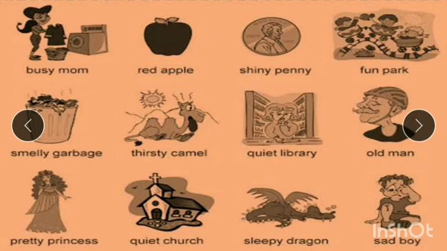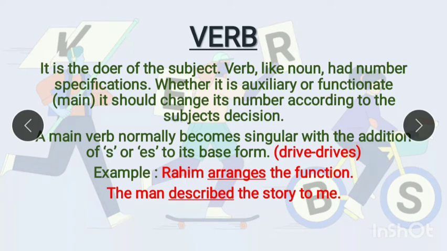Words that describe the nouns or give additional information about nouns are called adjectives. The fourth one is verb. It is the doer of the subject. We can say that action showing words are called verbs. It describes the actions performed by the noun or subject in a sentence.